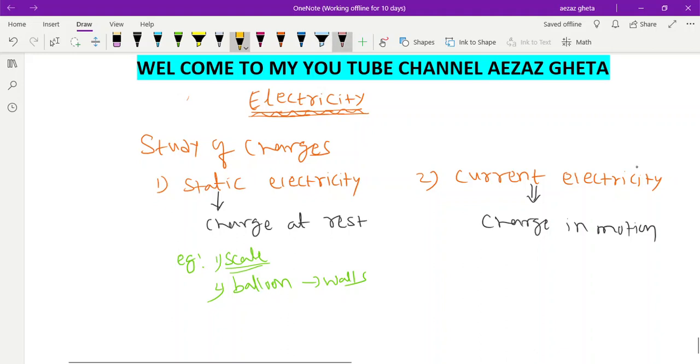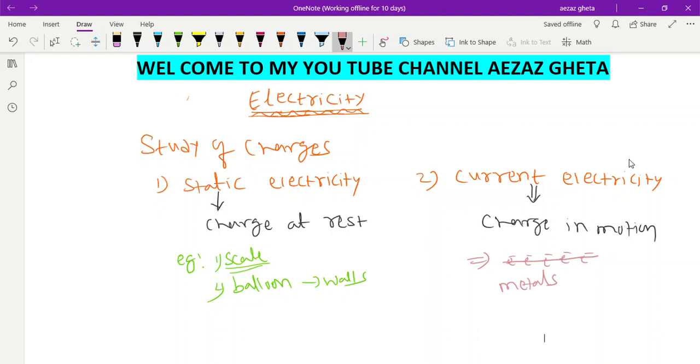Understood? So what exactly does charge in motion mean? Conductors are metals, so they have a large number of free electrons. The current in that conductor is due to the motion of these free electrons. Hence this electricity is called current electricity, because it is due to the flow or movement of electrons. Examples are metals like copper, iron, aluminium, etc.